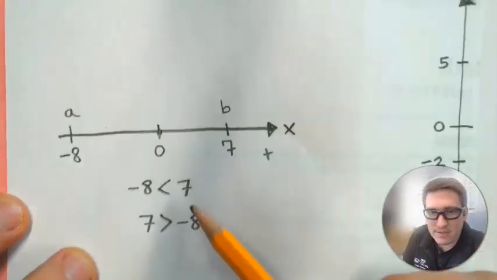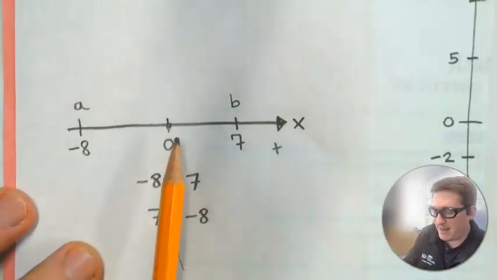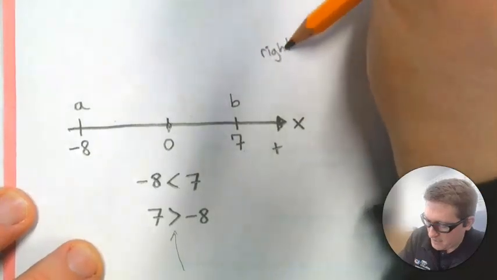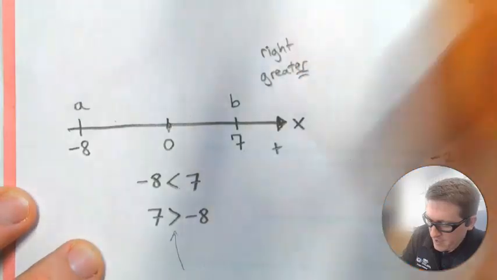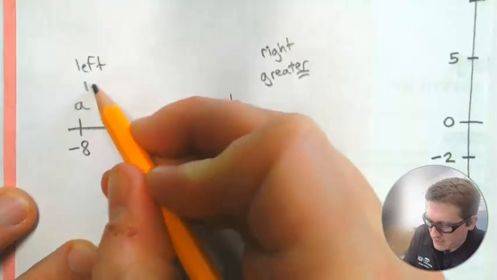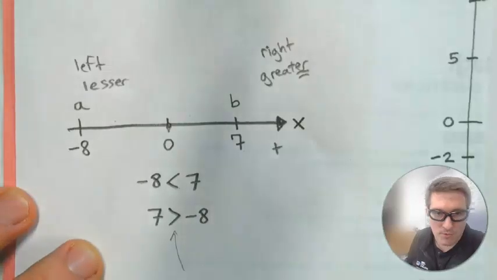Okay, and the reason why is that the rule for these inequalities is that anything on the right side is greater. And anything on the left side is lesser. And that's kind of funny. Left and lesser both start with the same letter.